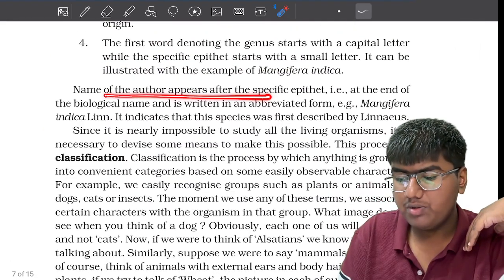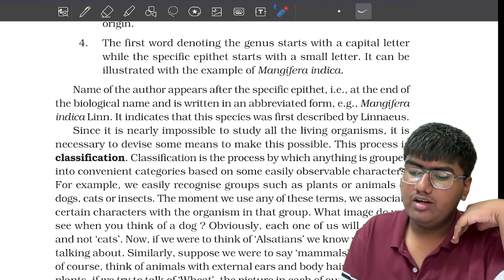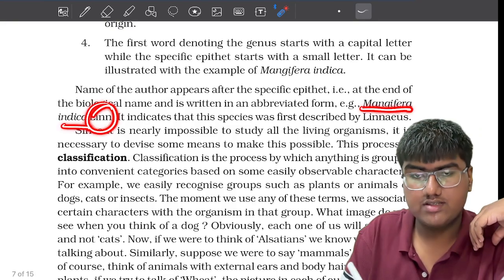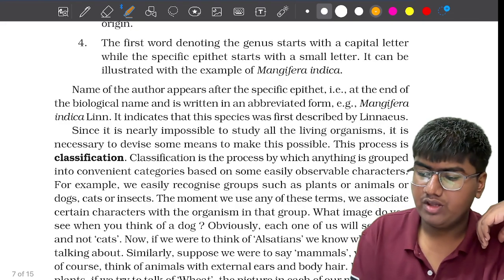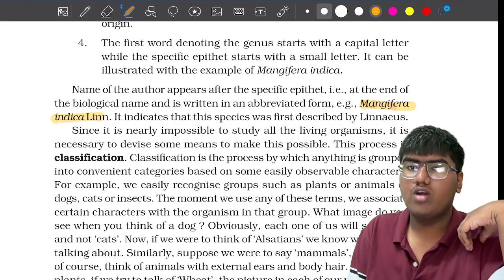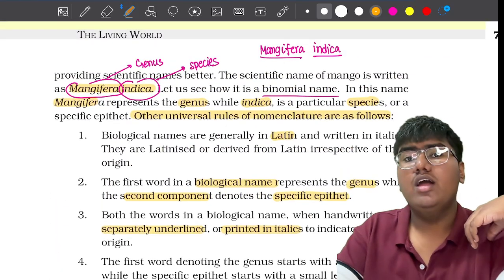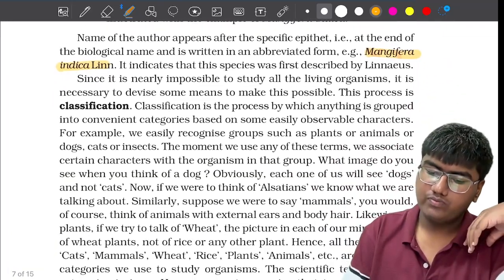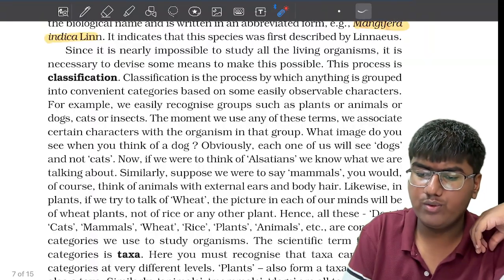The name of the author appears after the specific epithet at the end of the biological name and is written in abbreviated form. For example, Mangifera indica Linnaeus, that is Carolus Linnaeus, which we can write in abbreviated form like this. It indicates that this species was first described by Linnaeus. That is its significance. Since it is nearly impossible to study all organisms, it is important to classify them.